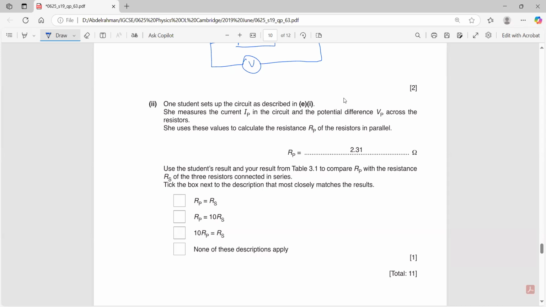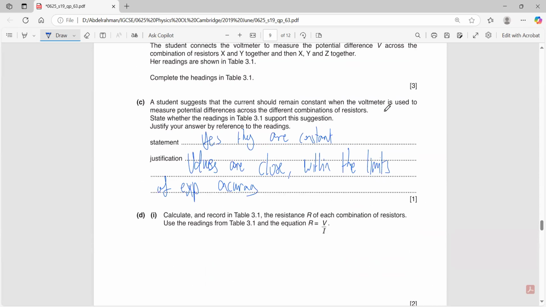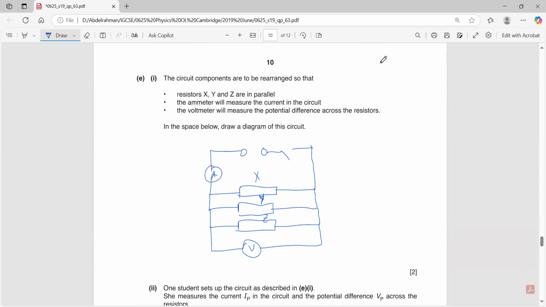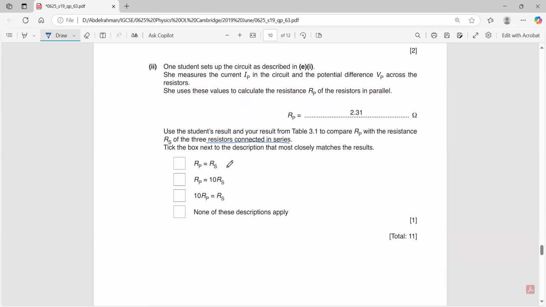So RP was 2.3. Is RP equal to RS, the resistance of the three resistors X, Y, and Z in series? It was 24. Is RP equal to RS? Definitely not. Is RP equal to 10 times RS?